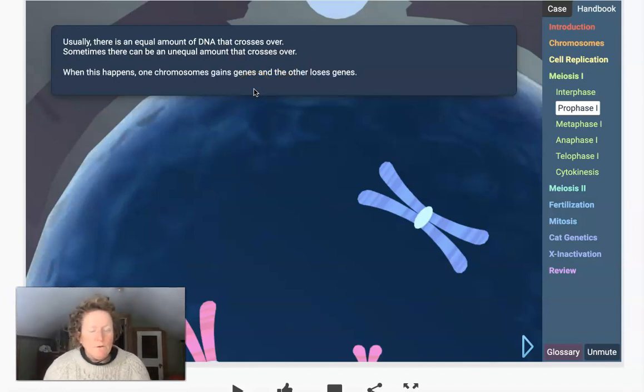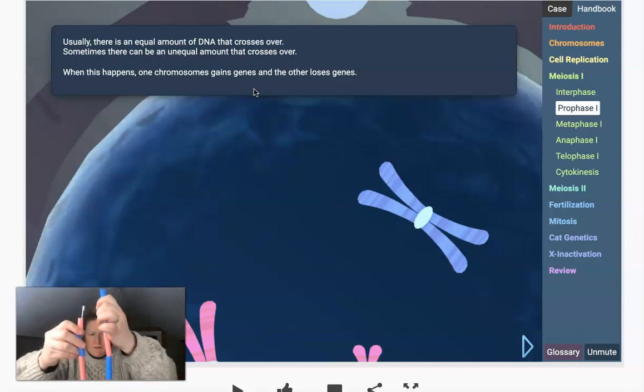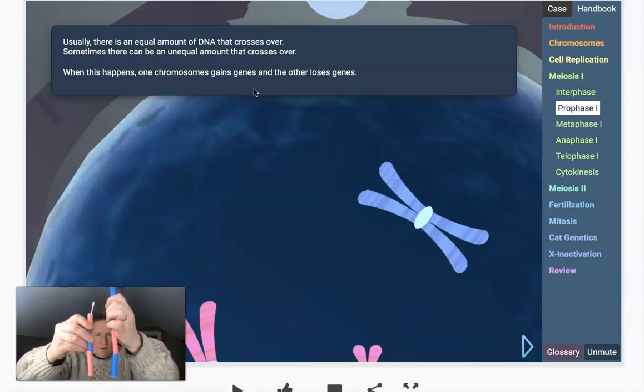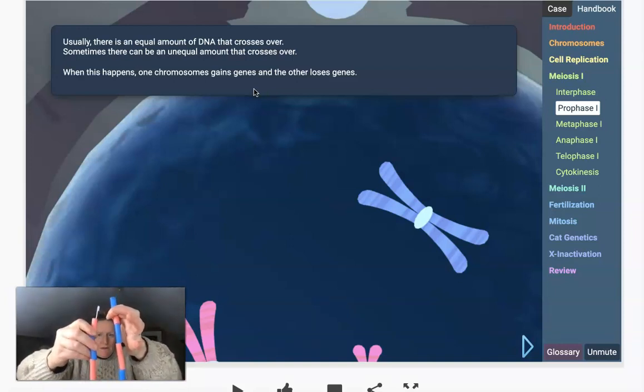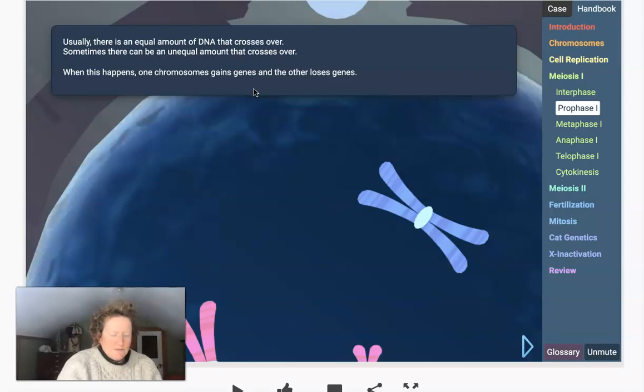When this happens, one chromosome gains genes and the other chromosome loses genes. So in a situation like this, where these two chromosomes are crossing over, they've switched some stuff. If there is a problem here, some of the material from one chromosome is going to end up on the other chromosome, is going to be added, and the other chromosome is going to kind of get gypped here. You can see how one chromosome doesn't have quite as much DNA as the other one. This one has extra, this one doesn't have as much DNA, and that happens sometimes.